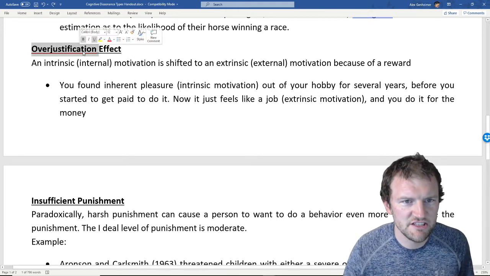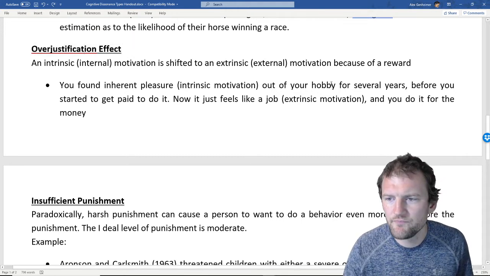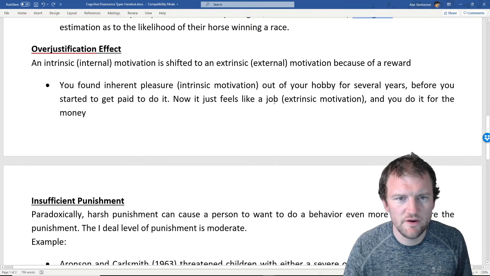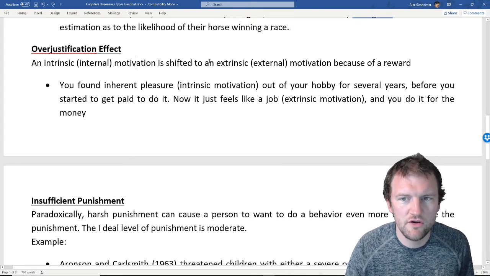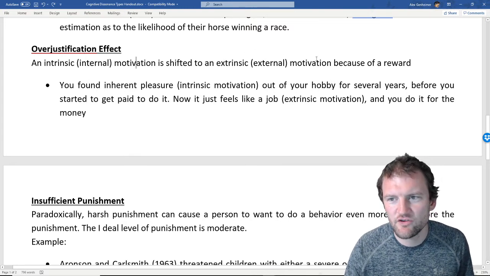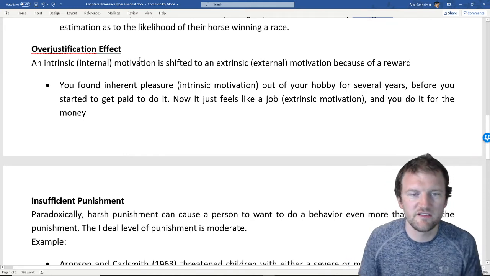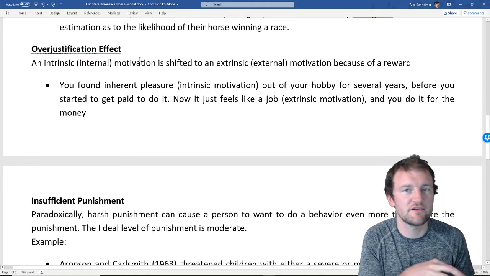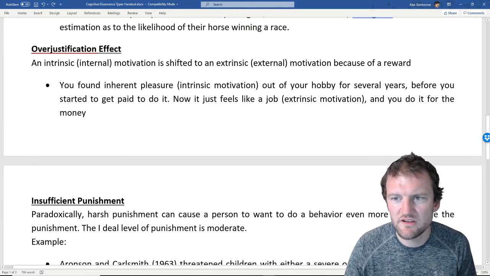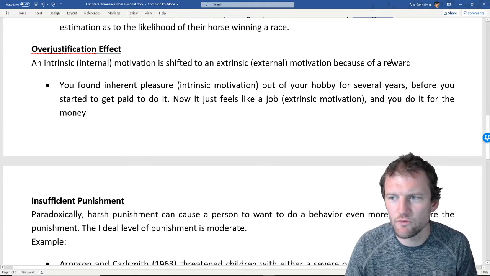That's the overjustification effect. If you get paid for something, you risk shifting the motivation from internal to what's called extrinsic, or external, motivation. Internal or intrinsic motivation is enjoying something for its own sake because you actually like it. Extrinsic motivation is enjoying something simply because you're getting rewarded for it.